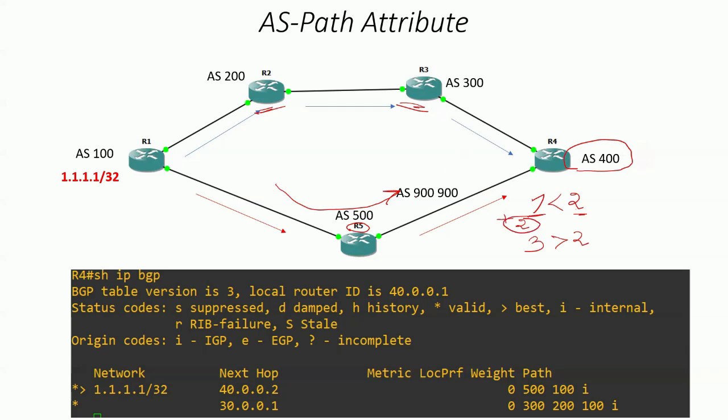I'm going to add fake autonomous system numbers in this path by doing some extra configuration, so that when R4 receives 1.1.1.1 in its routing table, this side will show two more entries along with the 500 and 100, and this side 200 and 300. So while comparing, this will have a 3 and this will have a 2. So 3 is greater than 2, and this will be preferred. So what is that extra configuration and what will be the result? Let's see in the lab portion.